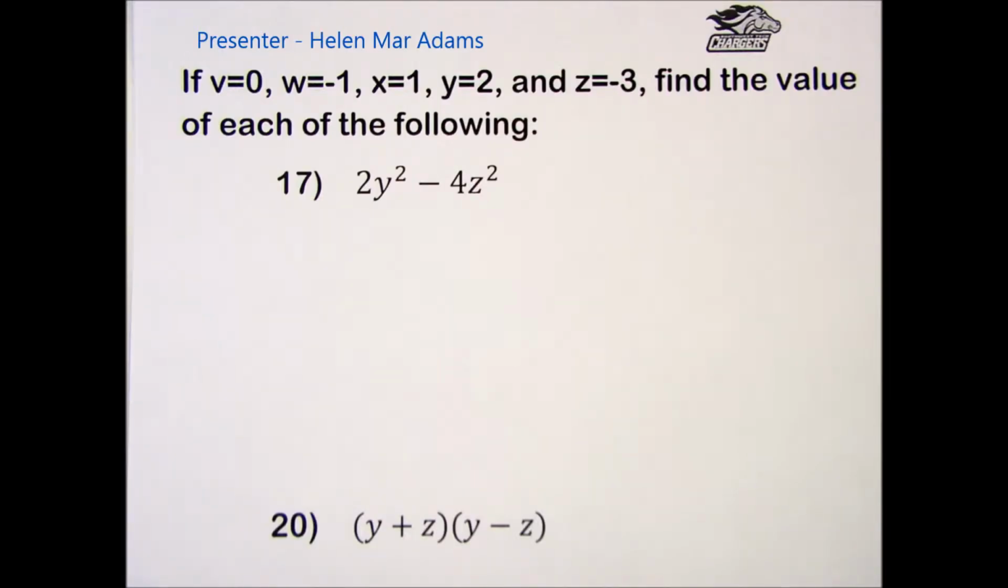Practice set 16. If v equals 0, w equals -1, x equals 1, y equals 2, and z equals -3, find the value of each of the following.